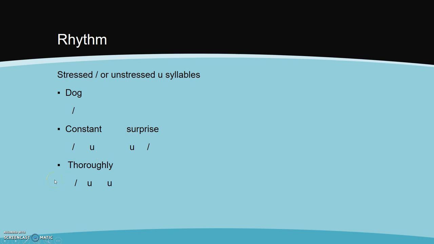Of course, we have words with more than two syllables, like thoroughly. If we take a look at thoroughly, it has three syllables. The first syllable is stressed, followed by two unstressed syllables. Thoroughly.